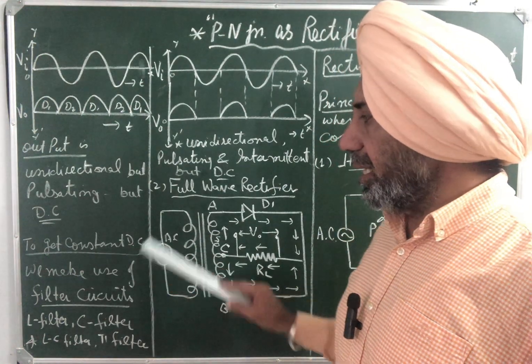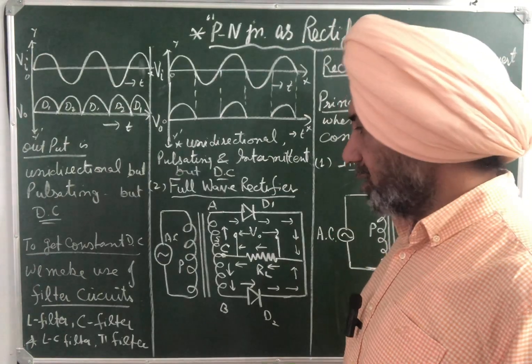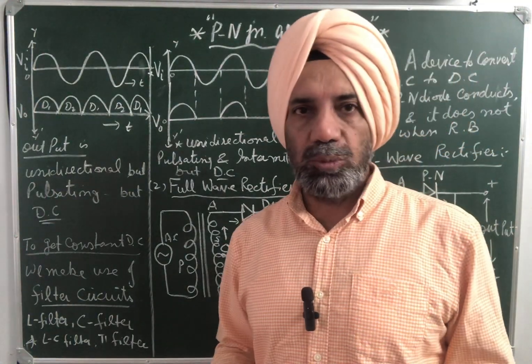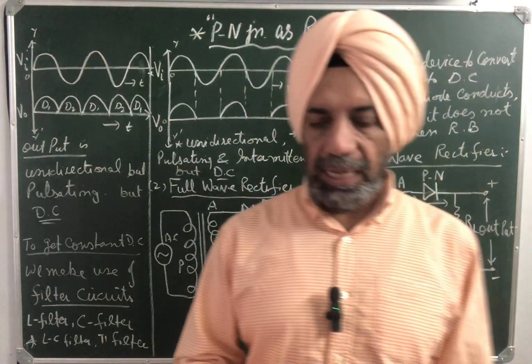So to get constant DC, we make use of filter circuits, L circuit, C circuit, Pi circuit, to get a smooth output of the rectifier. So this is all about the rectifier.